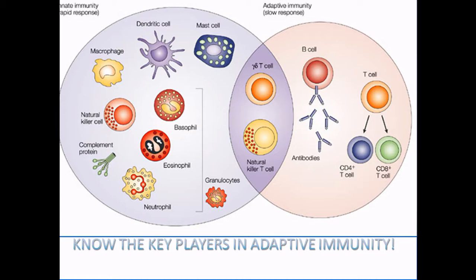All right, so again, know the key players. We've talked about innate, we're talking about adaptive now, and you can see a couple of these kind of overlap a little, and we'll talk about that too. But adaptive immunity, you can see over here the B and the T cells, and we're going to talk extensively about those. We'll talk a little bit about the natural killer cells too.